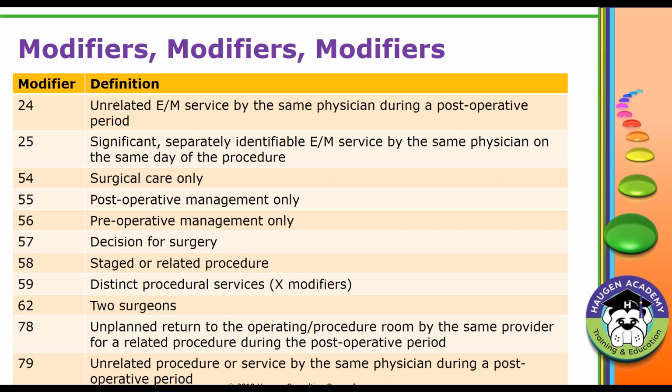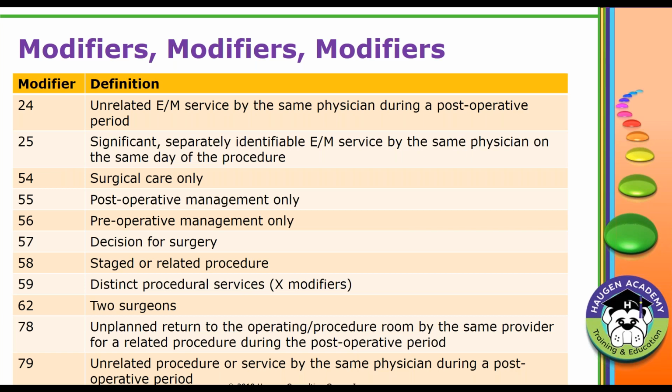Modifiers 54, 55, and 56. Those are for when the surgical care is split out between different providers. So one provider does the surgery, one provider might do only the post-op management, and one provider might do only the pre-op management. That has to be agreed upon and documented by those providers. And then those modifiers are applied to the surgical code, CPT code.